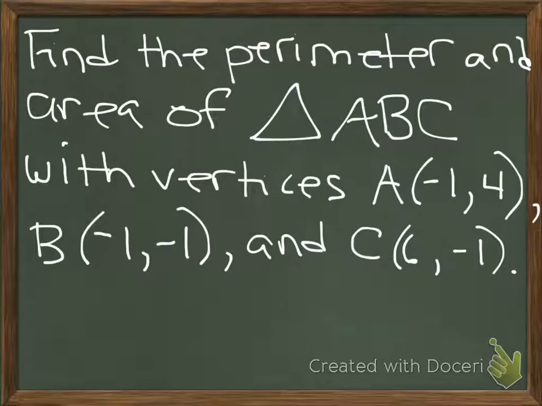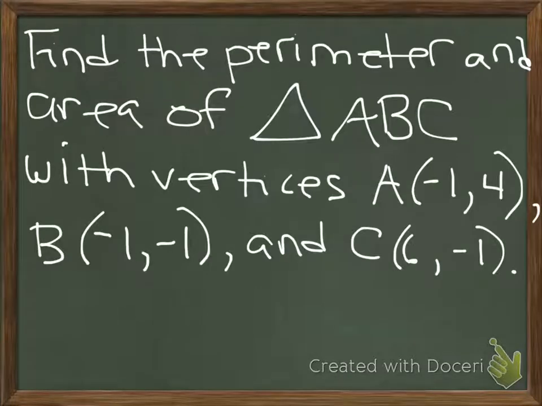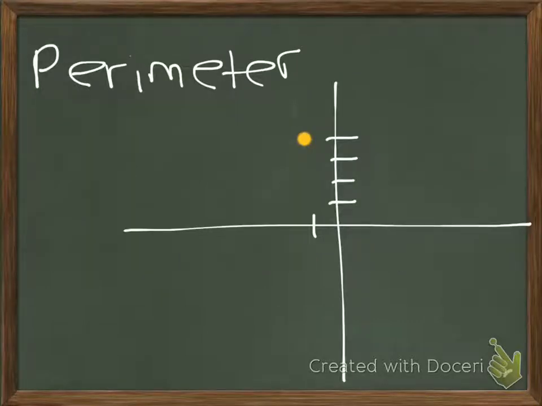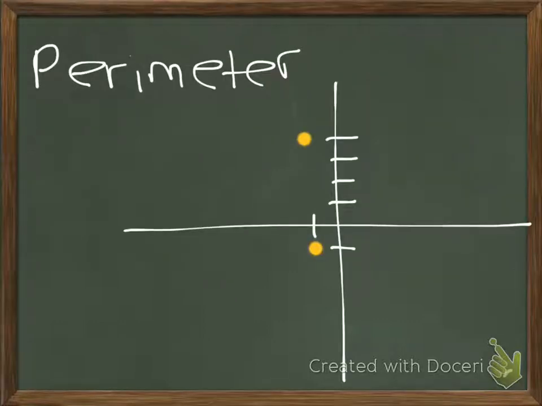This is -1, 4. That's A. And then -1, -1. That's B. And C is 6, -1. And that's C. Okay, so we have A, B, C.